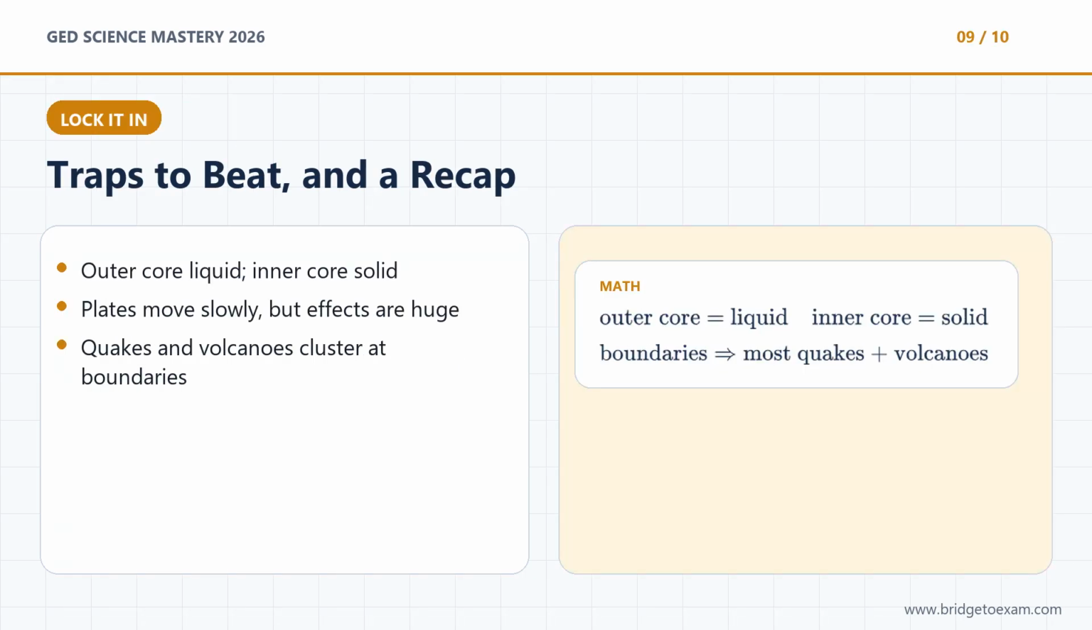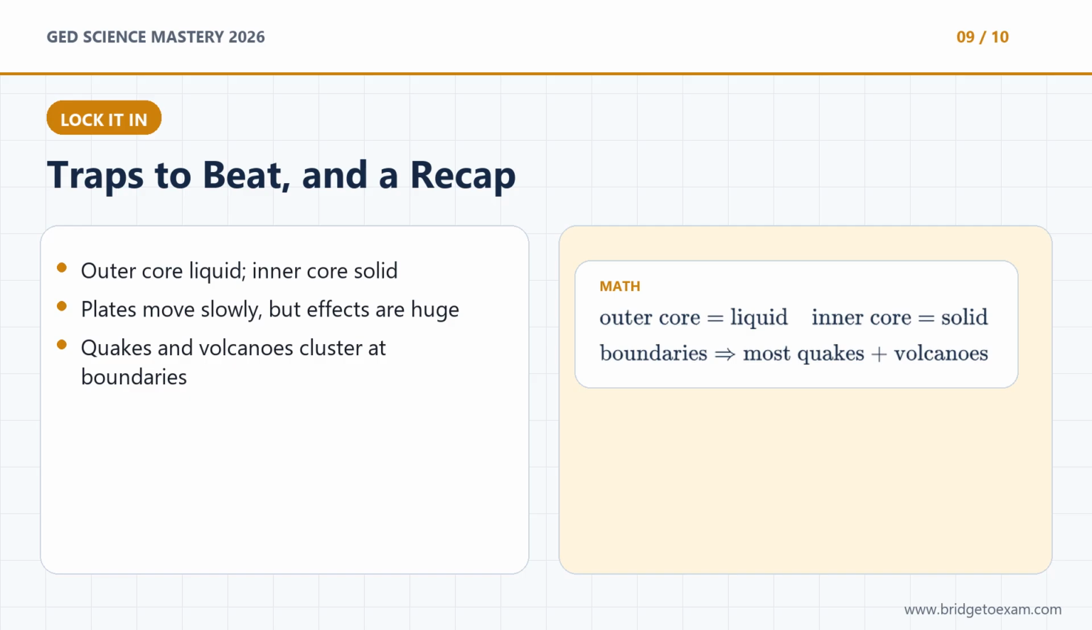Let's lock in the traps. 1. Thinking the inner core is liquid. No, the outer core is liquid and the inner core is solid. 2. Thinking plates move fast. No, they move only centimeters per year. 3. Thinking earthquakes are random everywhere. No, they cluster near plate boundaries. 4. Mixing up rock types. Igneous comes from cooled magma, sedimentary comes from sediments, and metamorphic comes from heat and pressure.